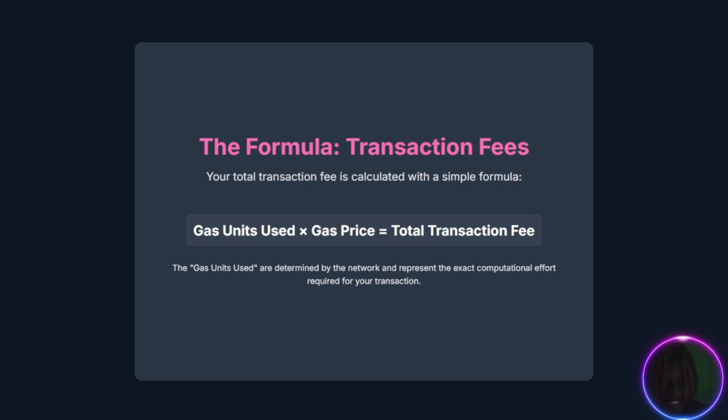And users set a gas limit, which is the maximum amount of gas that they're willing to spend. Any unused gas is refunded. If a transaction runs out of gas before completion, it fails, but the fees for the work done can still be collected. Okay. Gas fees fluctuate based on supply and demand, network congestion, and the complexity of the transaction. During high demand periods, such as when popular NFT projects launch, fees can become extremely high, sometimes exceeding the value of the asset being transacted.